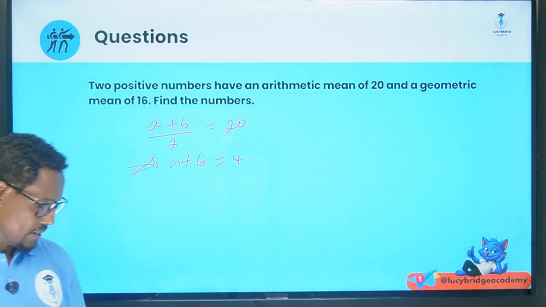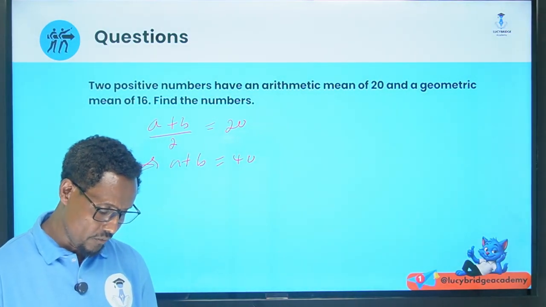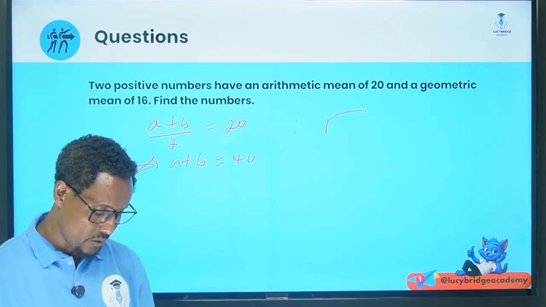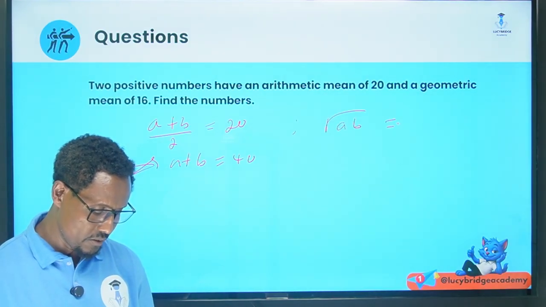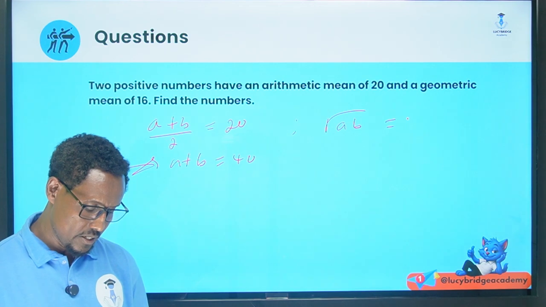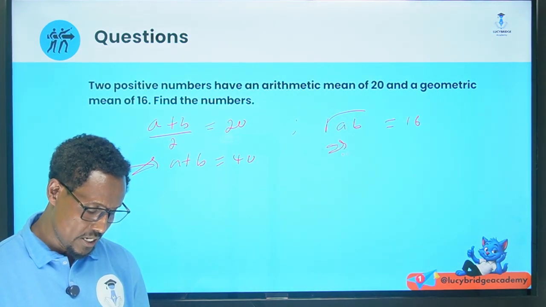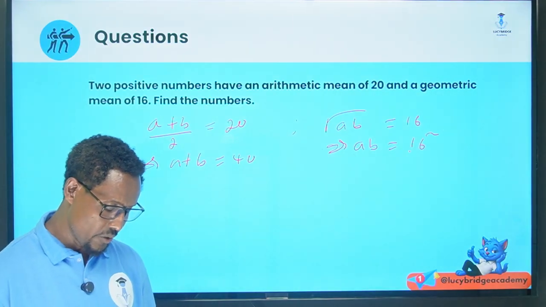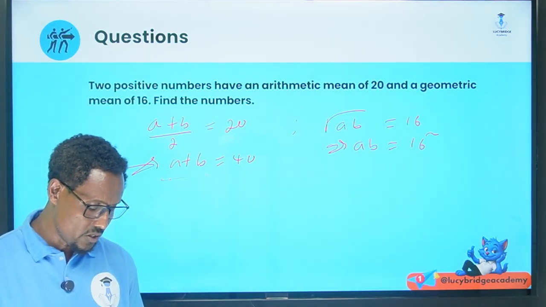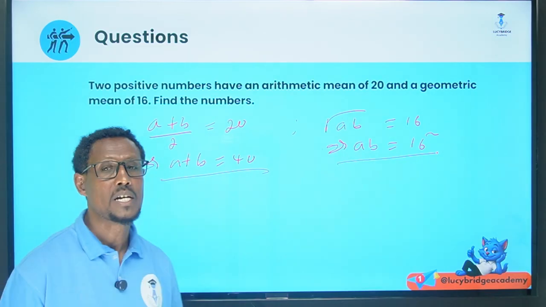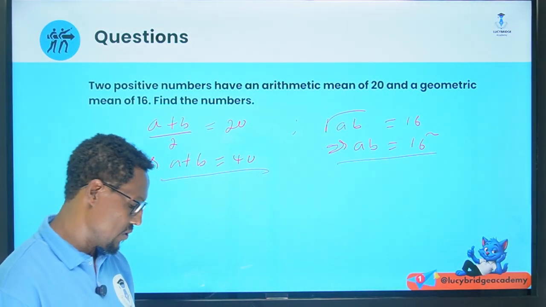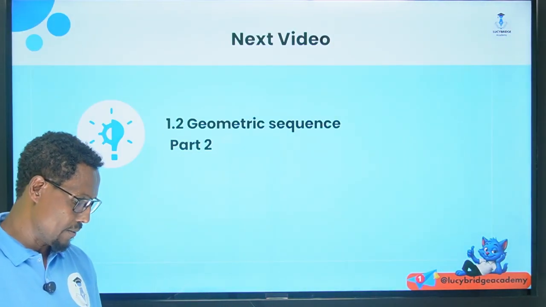And the geometric mean is 60, which means the square root of AB is equal to 60. Squaring both sides, AB is equal to 60 squared. Now, equating these two equations, you can find the values of A and B.